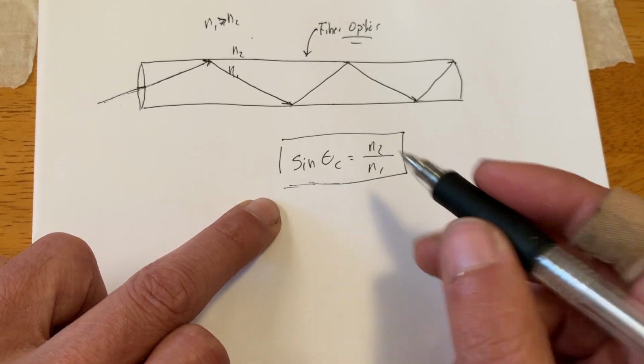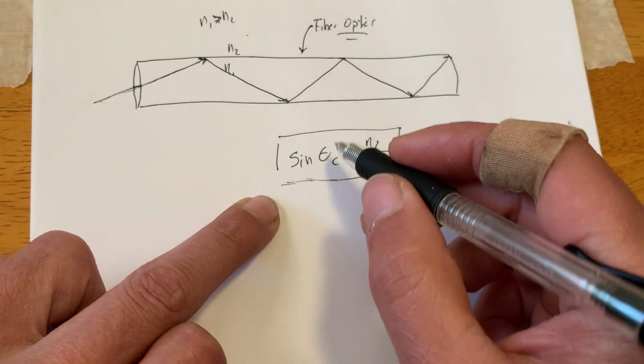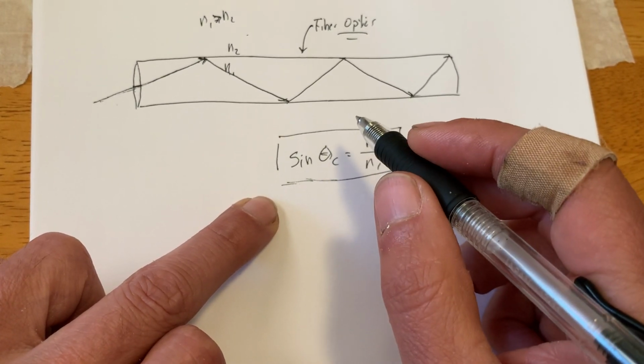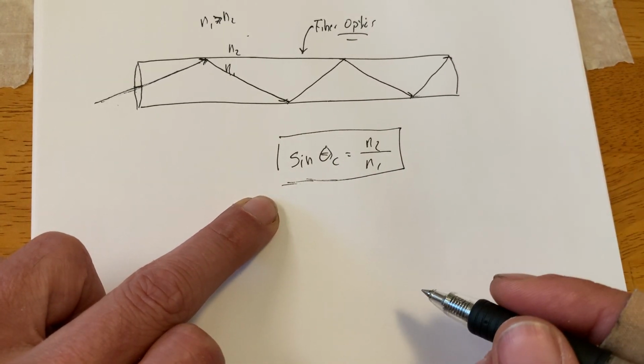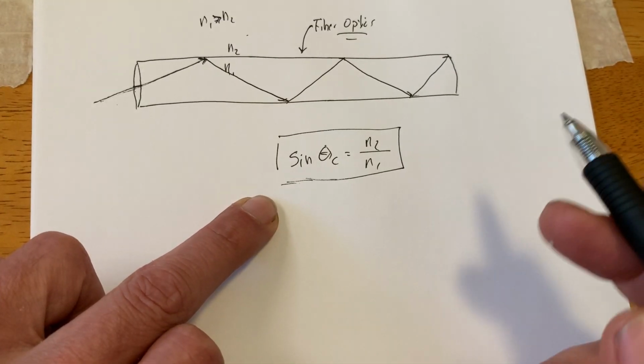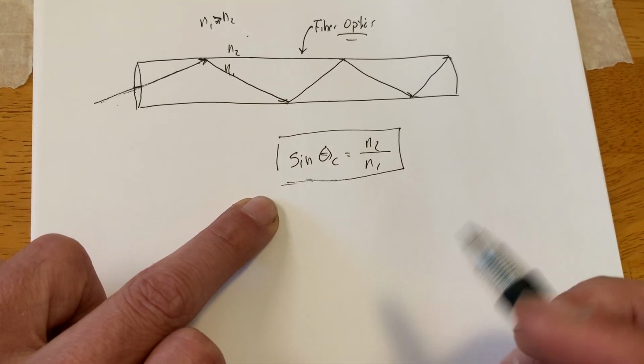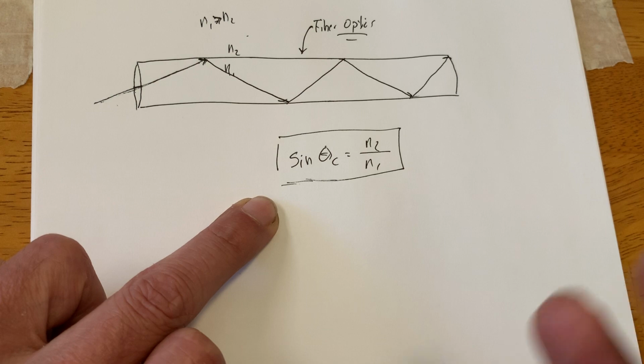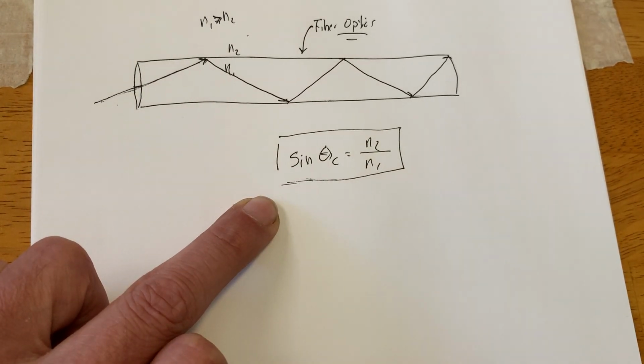This is the angle that gets it to refract at 90 degrees. But if we want stuff like this, I want my incident angle to be greater than this to ensure that the ray of light stays in the material.